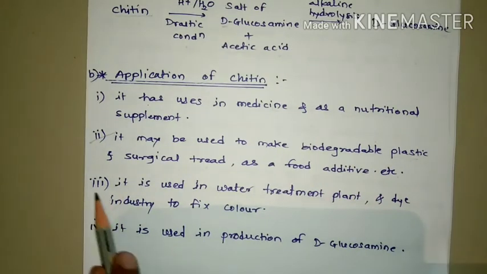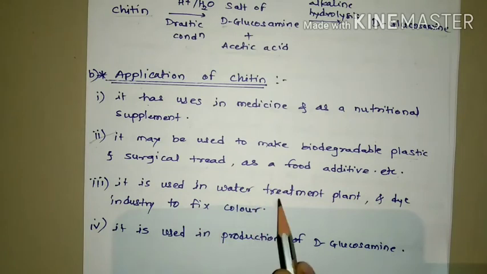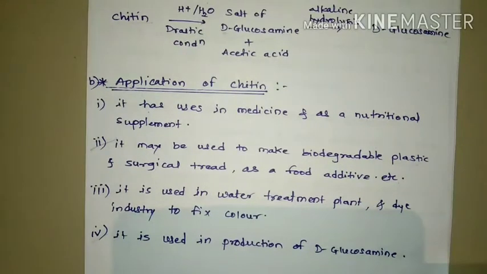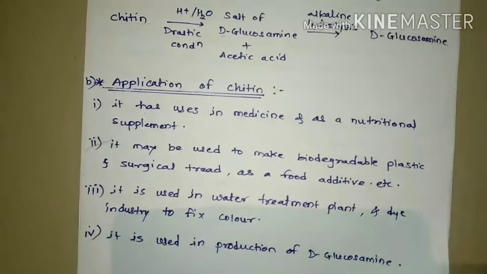Then the third one is it is used in water treatment plants and the dye industry to fix color. Fourth one is it is used in the production of D-glucosamine. This use is already seen in the structural features, okay, as we know.